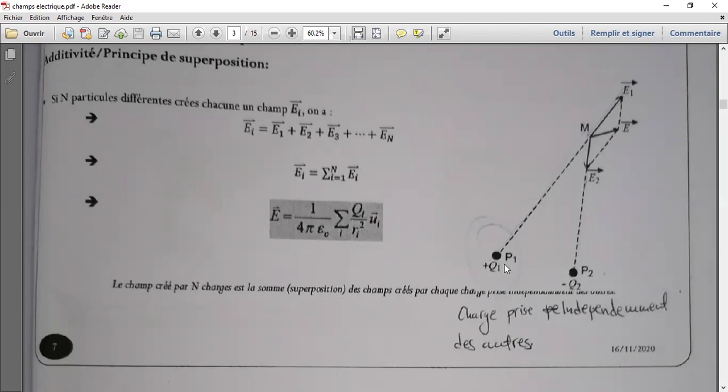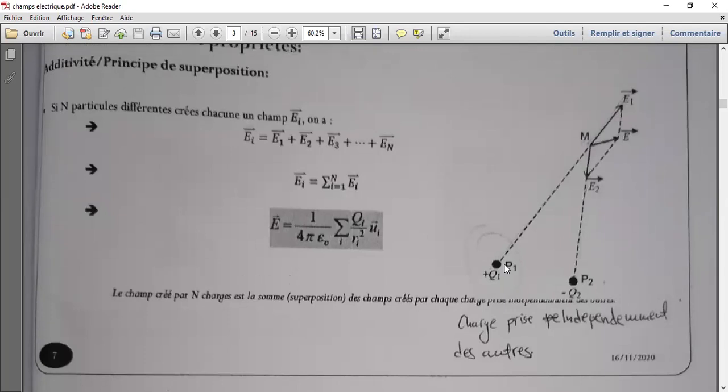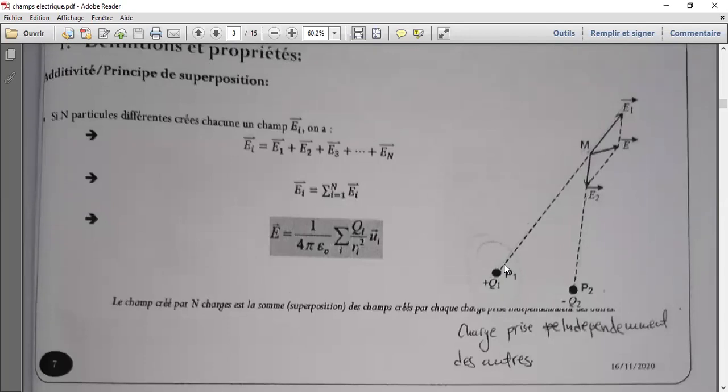I don't know if there's any question here before we move on. Is there any question under additivité ou bien principe de superposition? The champ electric. What's that E without the number? The E without the number there on the diagram. Is there an E without a number? No, this side on the diagram. Yes.